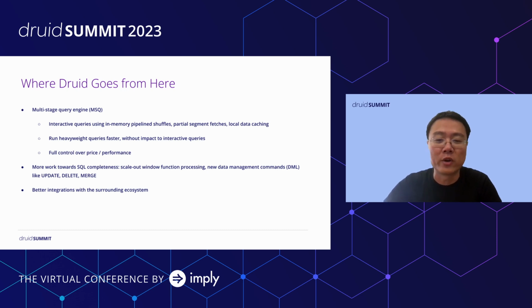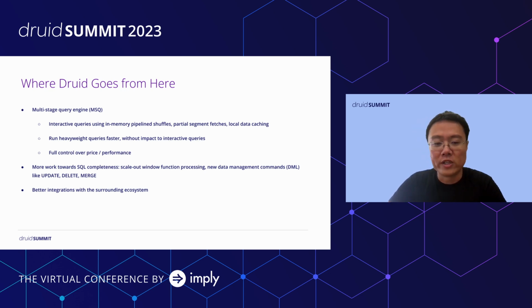The fast queries are still going to be fast, and the engine is simply just going to get support for a lot more different types of queries. The goal, of course, of all this work is to ultimately give the end user full control over price performance.